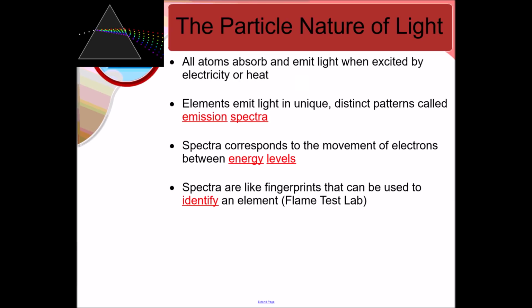According to the particle nature of light, when light acts as a particle, it can transfer all of its energy to another particle, such as an electron. All atoms absorb and emit light when excited by electricity or heat. Elements emit light in unique, distinct patterns called emission spectra. Spectra correspond to the movement of electrons between energy levels. Spectra are like fingerprints that can be used to identify an element, which we will see in the upcoming flame test lab.